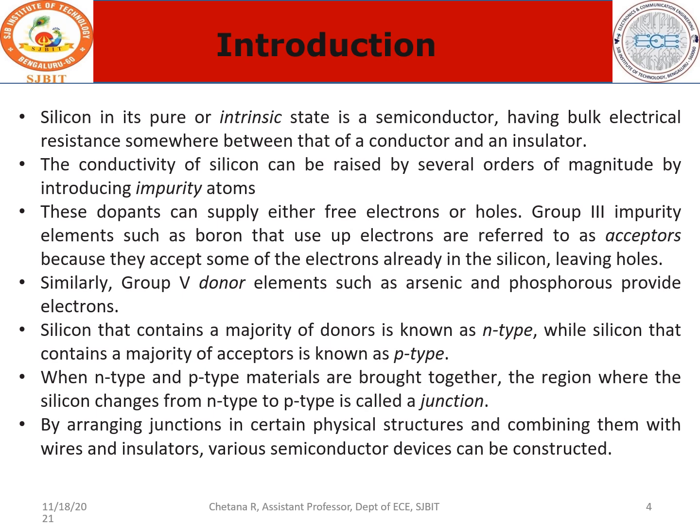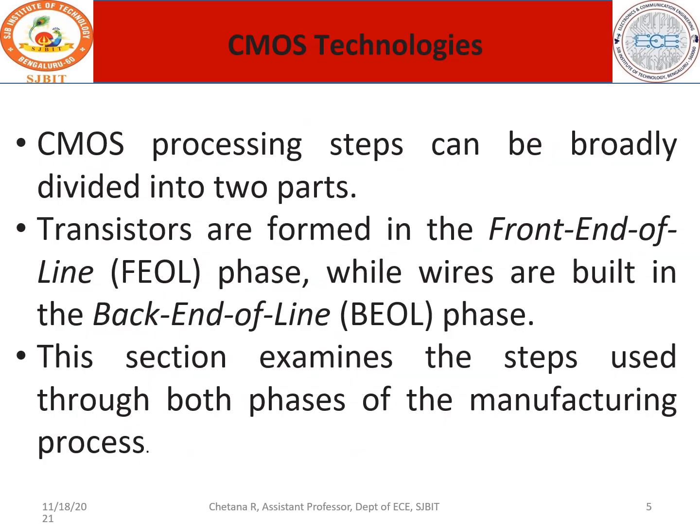In other words, it is nothing but your diode. By arranging junctions in certain physical structures and combining them with wires and insulators, various semiconductor devices can be constructed. And now we have already revolutionized. By just combining P and N, you have a diode. By combining P, N and P, you have a transistor, of two types, NPN and PNP. You have PNPN, you have SCRs, and you have PNP and NPN with the MOS technology. You have CMOS or FETs. So this is how more and more devices can be constructed.